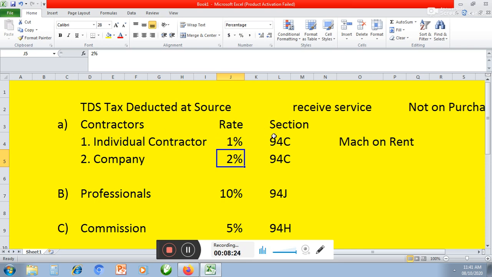Section applied. These sections are very important. You will come to know later on. I am not explaining about this, but you have to note down this section. For contractor, the section is 94C.